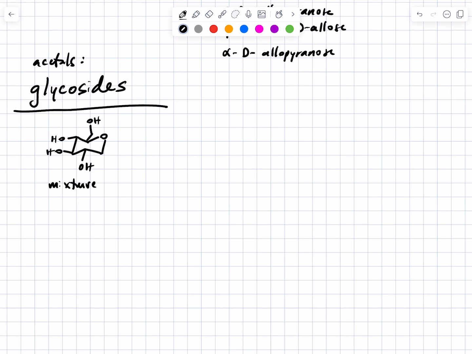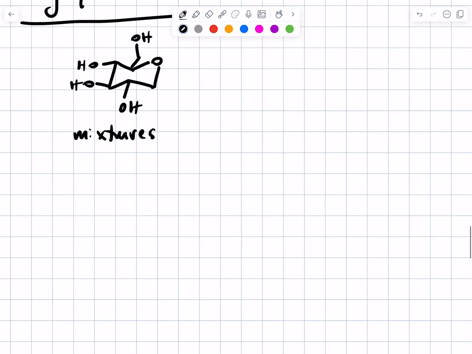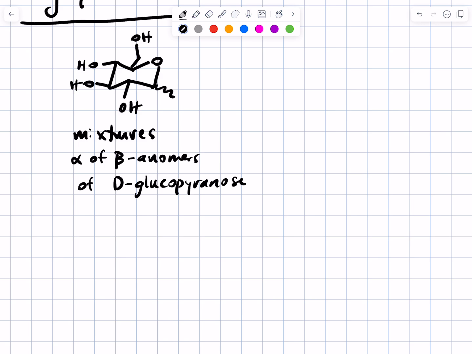Sometimes organic chemists get lazy, often, and when we want to draw a mixture of alpha and beta anomers of D-glucopyranose, rather than draw the two different structures, we will draw a squiggly line here halfway between equatorial and axial, and that communicates that we've got both configurations there. Okay? You are free to do that too, by the way, when you mean a mixture of alpha and beta anomers.